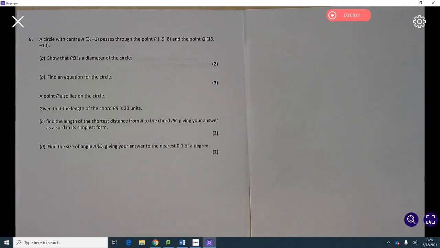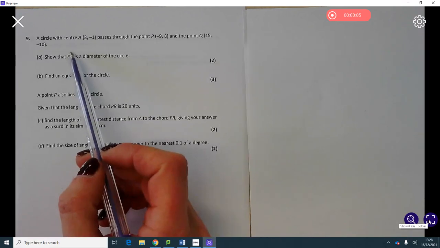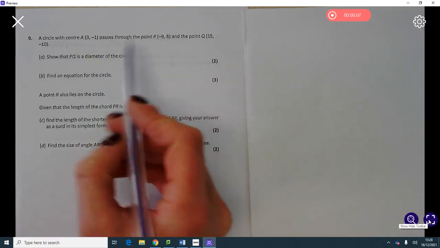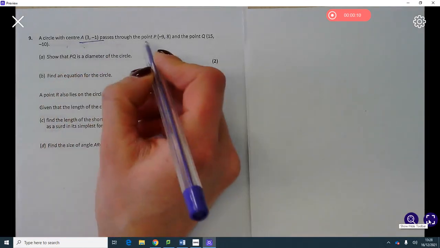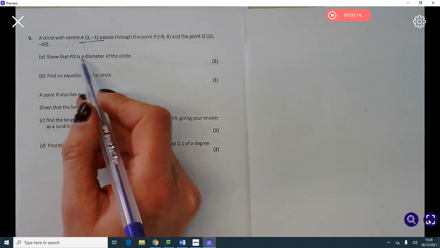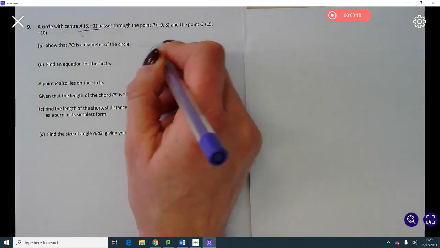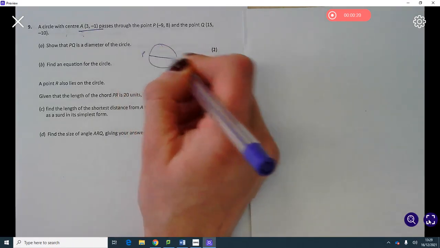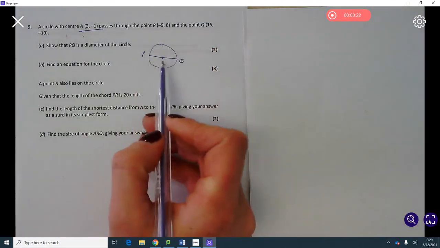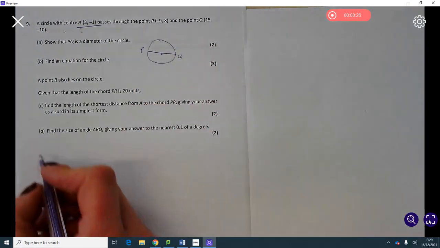Paper 2, question 9. So this is relating to the AS circles topic. We've got a circle with a given centre and 2 points that are on the circle, and we're asked to show that PQ is a diameter. The easiest way to do this one is to recognise that a diameter passes through the centre of the circle, so the midpoint of the diameter will be the centre of the circle.